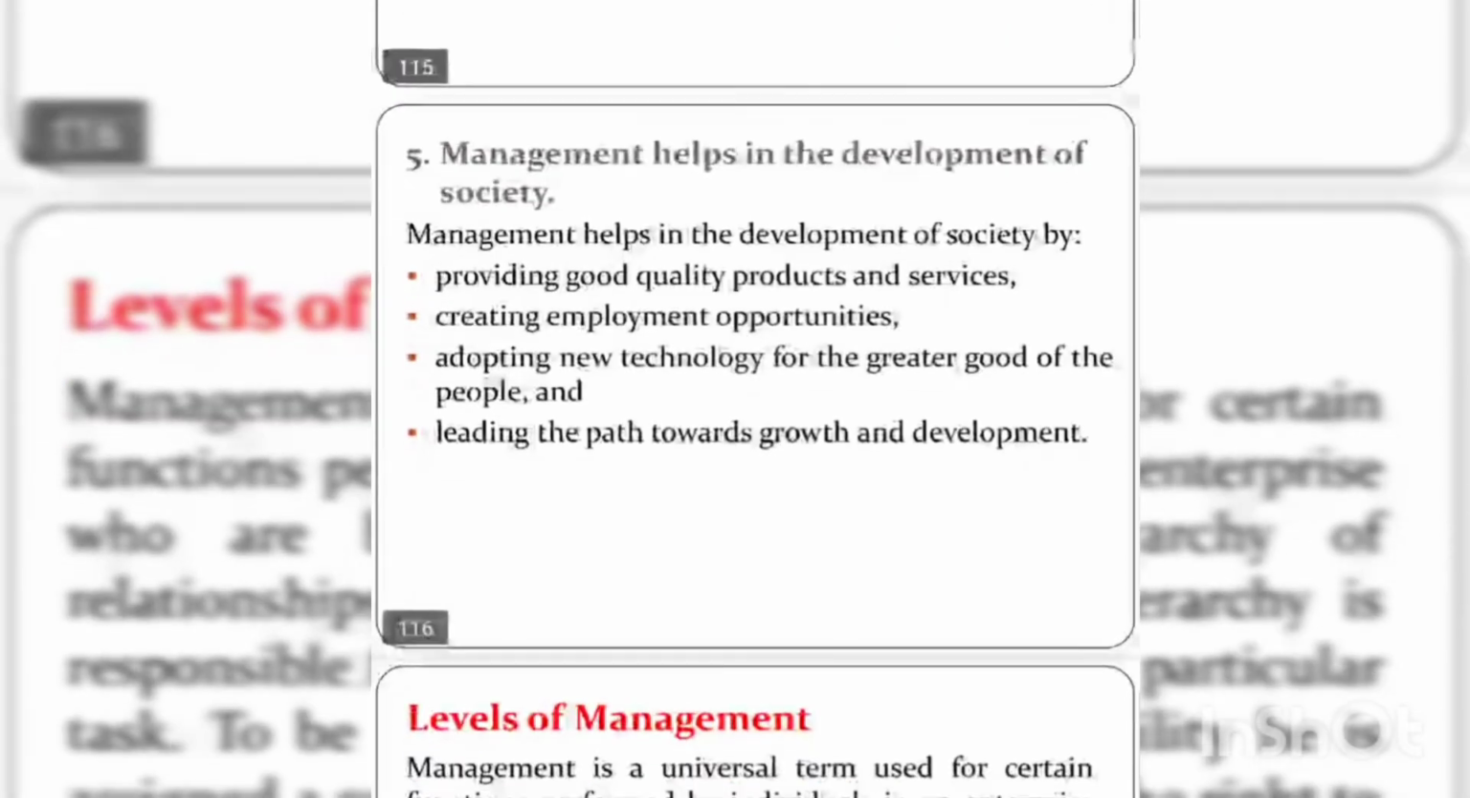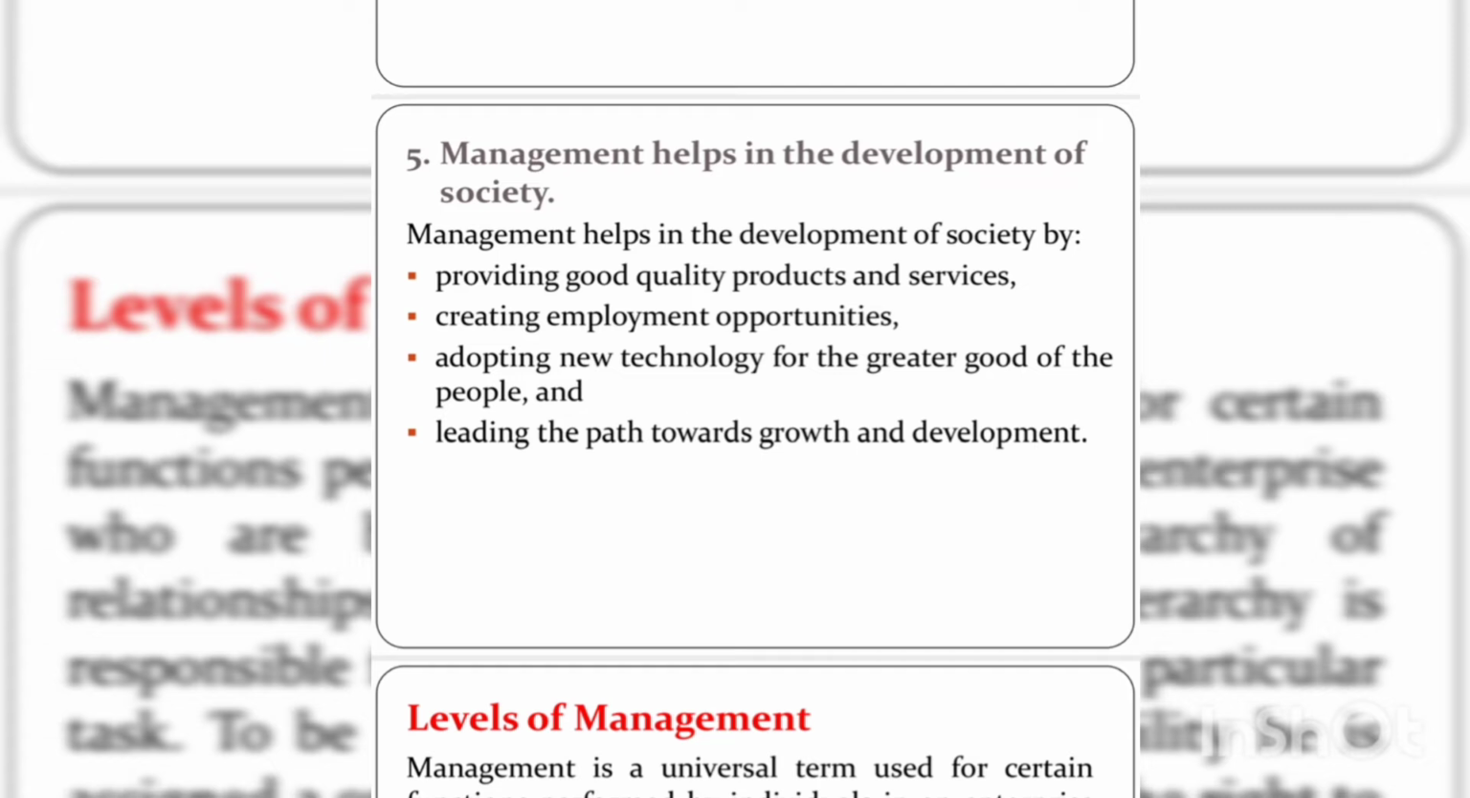Last one is management helps in development of the society. How is the society being developed? By providing them better quality of products, by creating an environment so that they can create employment and get better jobs. They can adapt to the new technology by giving them better quality products, fair prices, and so on.